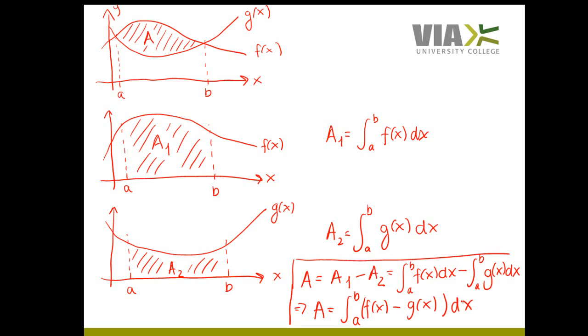If we would like to find the area bounded by the two curves f(x) and g(x) in this example here, we take the definite integral of the upper function and subtract that with the lower function. Let us look at one example where we use this.